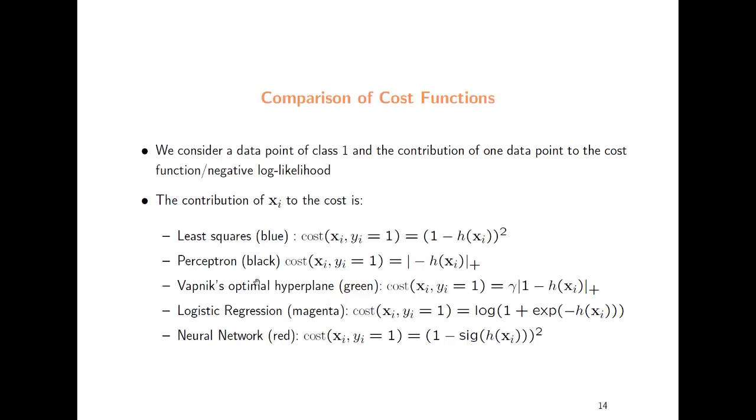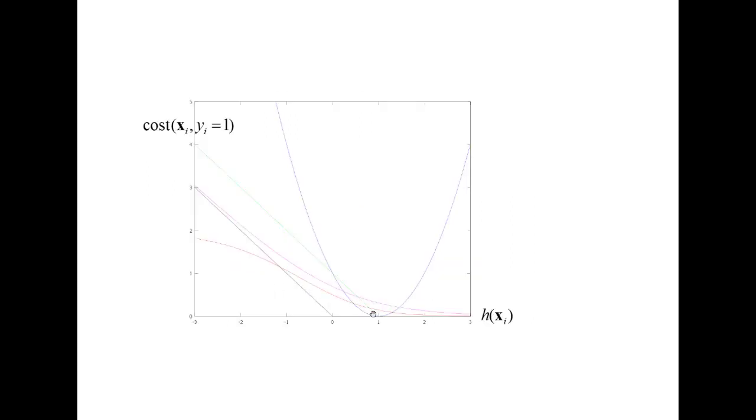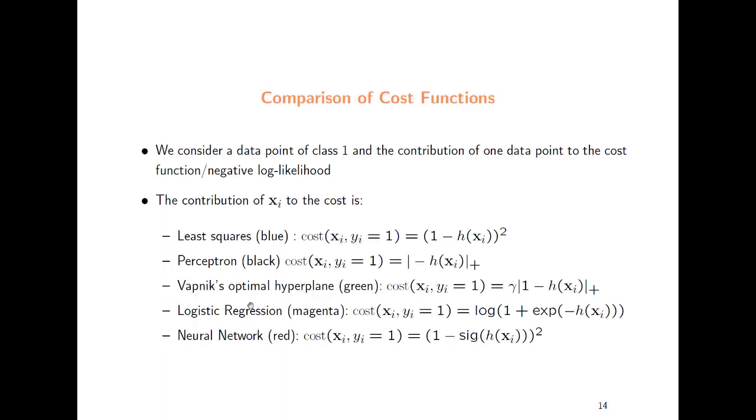And then Vapnik's optimal hyperplane is the green one. It's very similar to the perceptron cost function, but it's shifted to the right. So even if the sign of h is correct, we are still not happy. We want it to be larger than 1, and only then the cost term disappears. And then we consider logistic regression, which is magenta. That's this curve. In a way, it's a soft form of Vapnik's cost function.